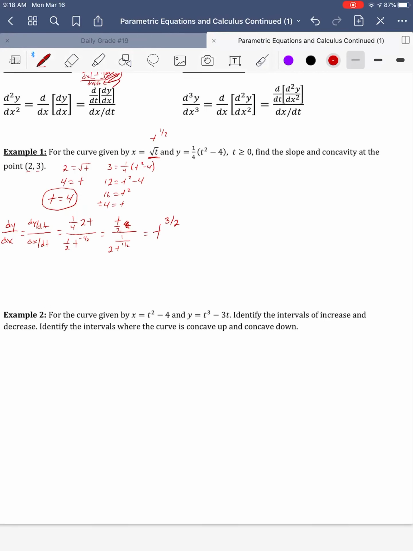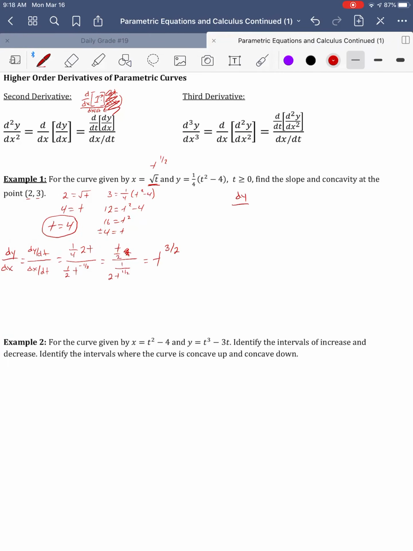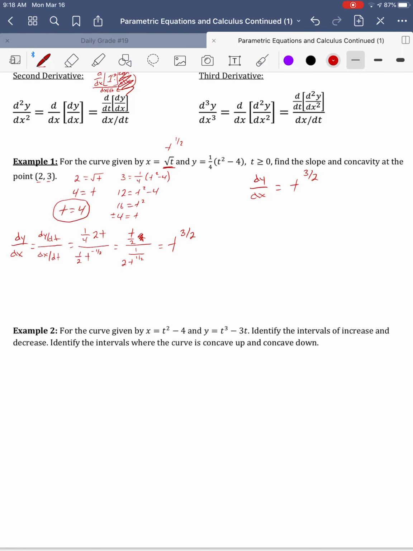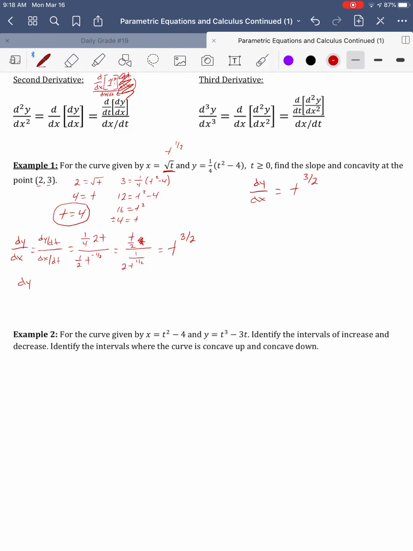Okay, so I know that dy/dx equals t to the 3/2. If I wanted to find the slope, I can quickly find the slope right now. So dy/dx such that t equals 4 is just 4 to the 3/2. Remember, the root goes on the bottom, so it's the square root of 4 cubed. Do the root first, so that's 2 cubed, which is 8. So the slope is 8.